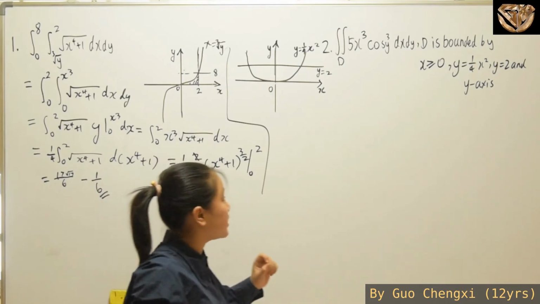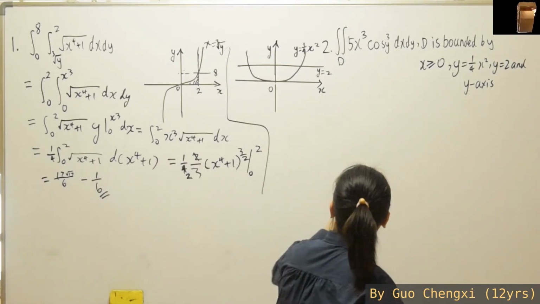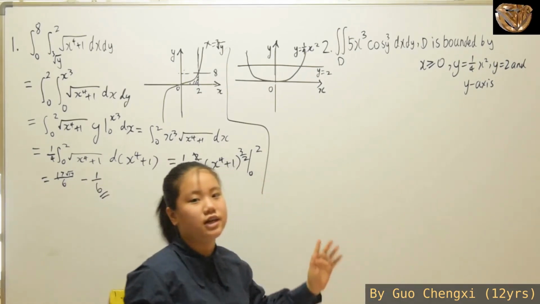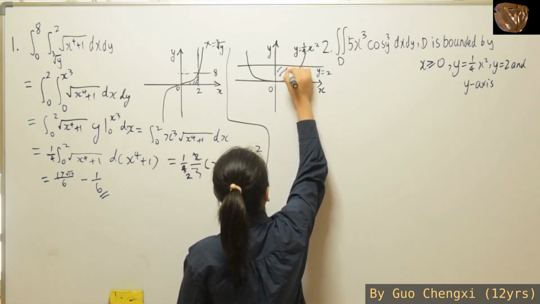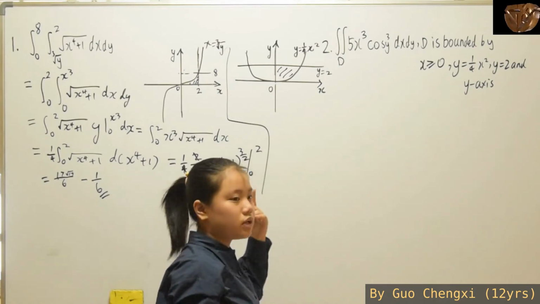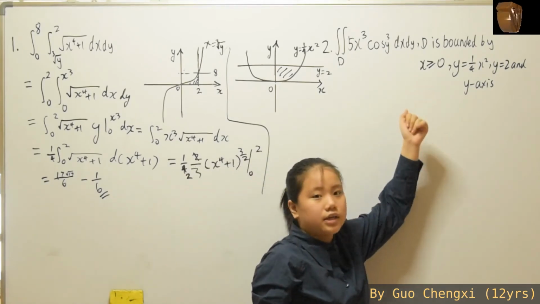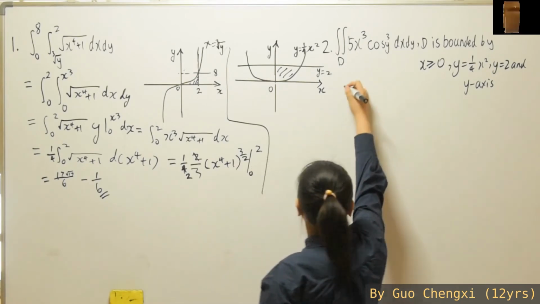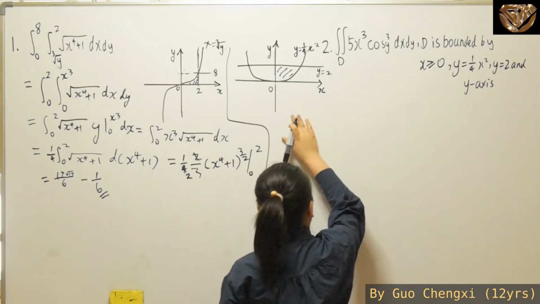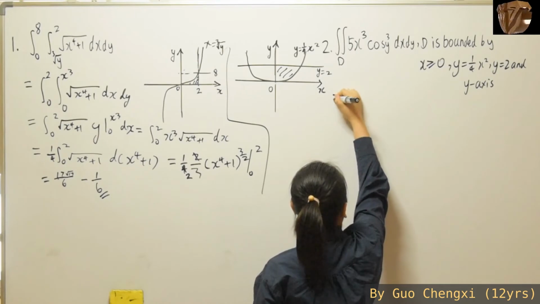But hold on a second. x must be bigger than or equal to 0. That means that we can only take the positive side for x, and we will just get this part. Why we cannot get the other part is because x cannot be smaller than 0. So now that we know what this region is, we can find our boundaries.